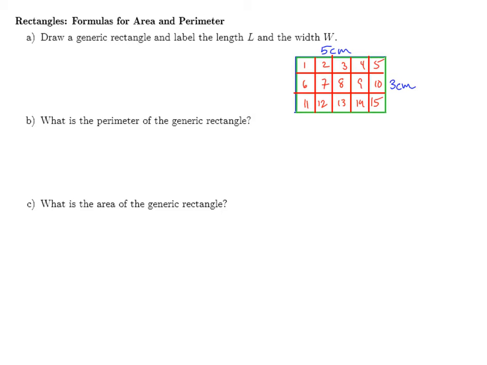We're now going to develop the general formula for the perimeter of a rectangle and the general formula for the area of a rectangle. I've included our previous numerical example for reference. First, let's draw a generic rectangle and label the length L and the width W.